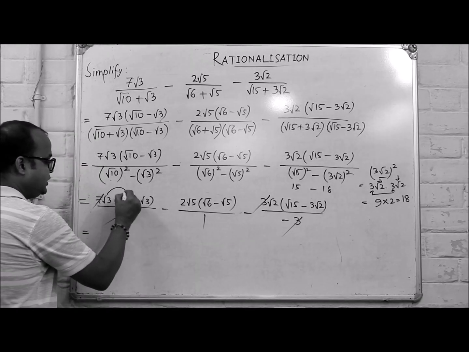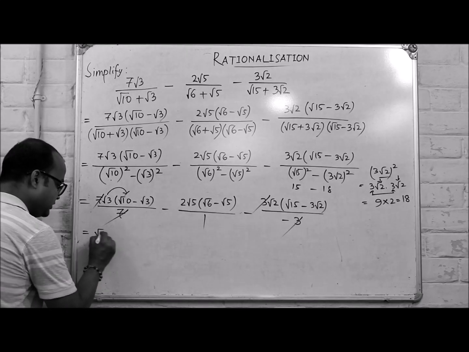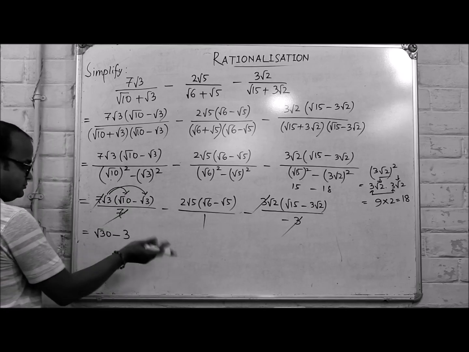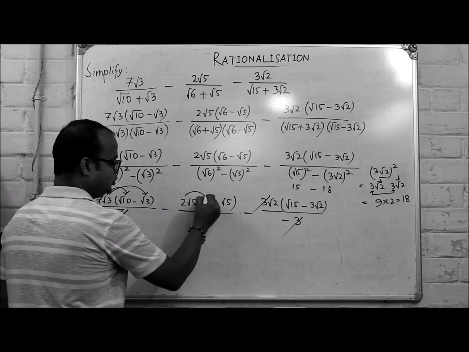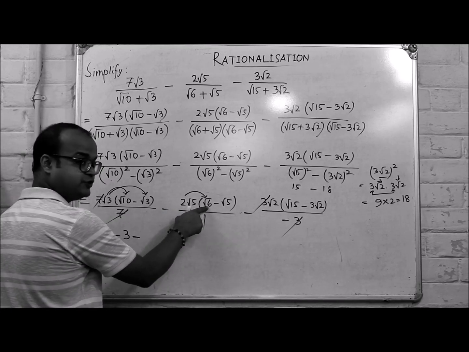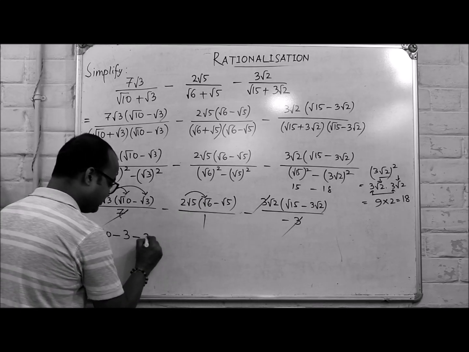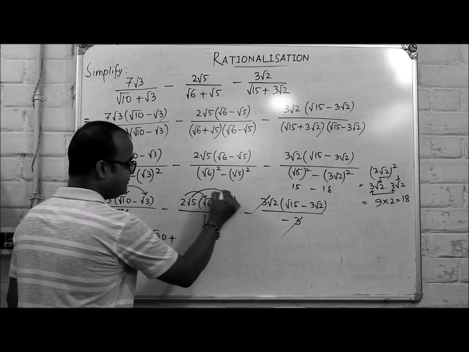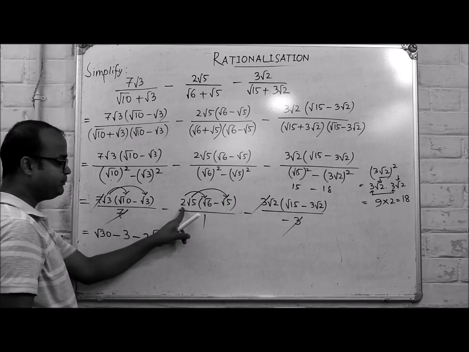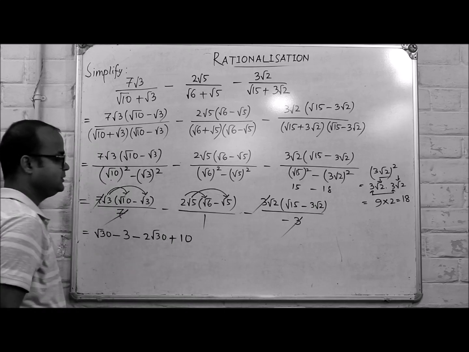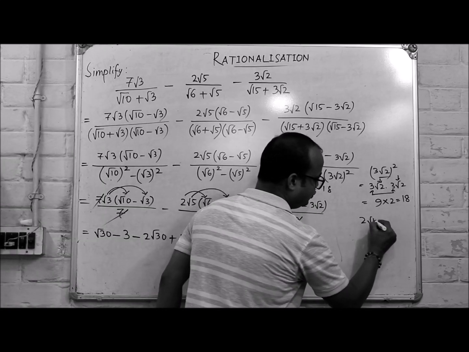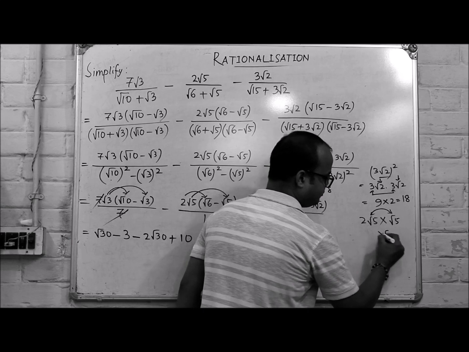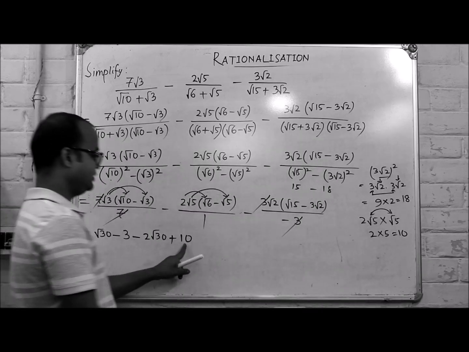Now we multiply root 3 into root 10, it is equal to root 30. Root 3 into root 3 is equal to 3, by 1 minus 2 root 5 into root 6. Root 5 into root 6 is equal to root 30, into 2. So minus 2 root 30, minus minus plus, root 5 into root 5 is equal to 5, multiplied by 2, it is equal to 10. This part I am showing here: 2 root 5 into root 5, 5 multiplied by 2 is equal to 10. So I am writing 10.